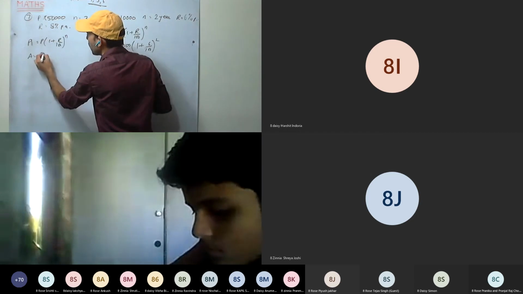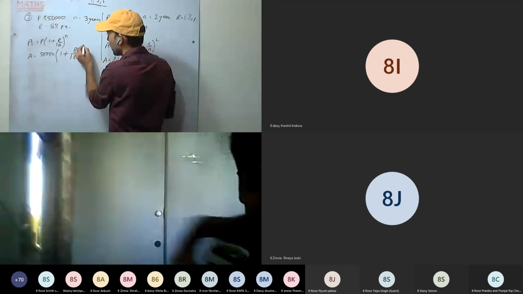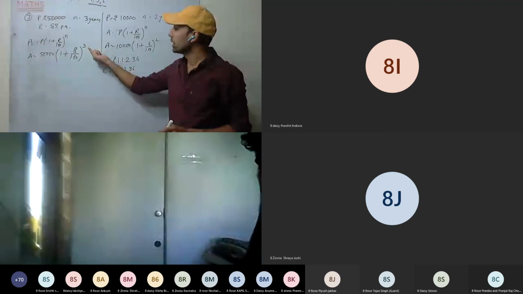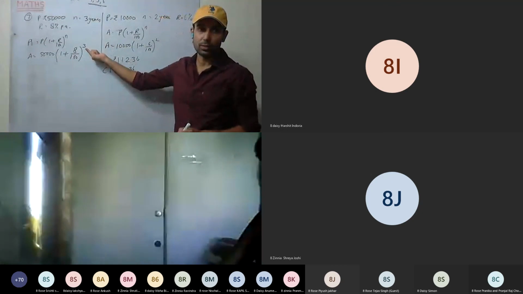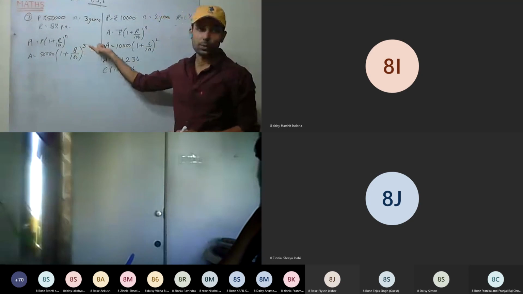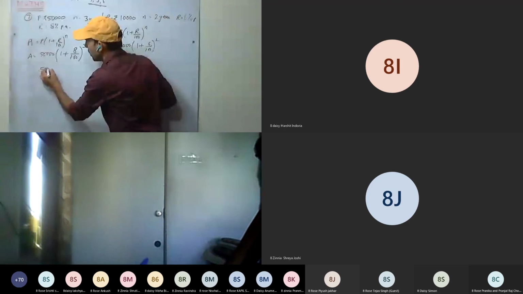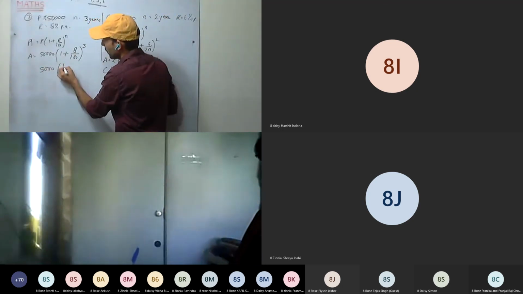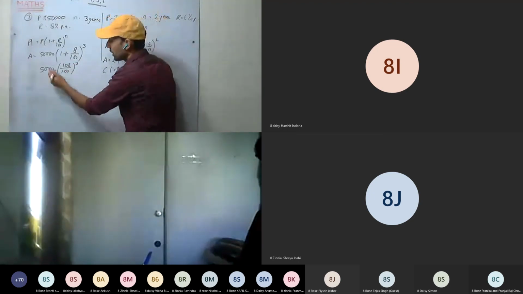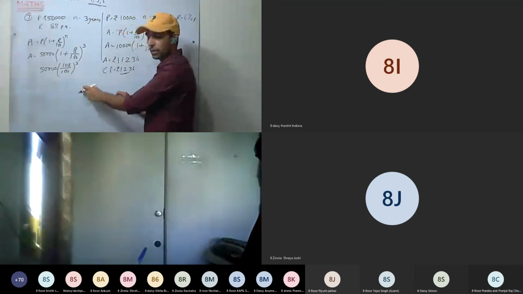So amount will be 50,000 1 plus 8 upon 100 raised to power 3. Always remember, read the question properly. Here time is 3 years, therefore it's cube. Now 108 upon 100 cube. So 3 times you have to multiply. 50,000 into 108 into 108 into 108 divided by 100 into 100 into 100.